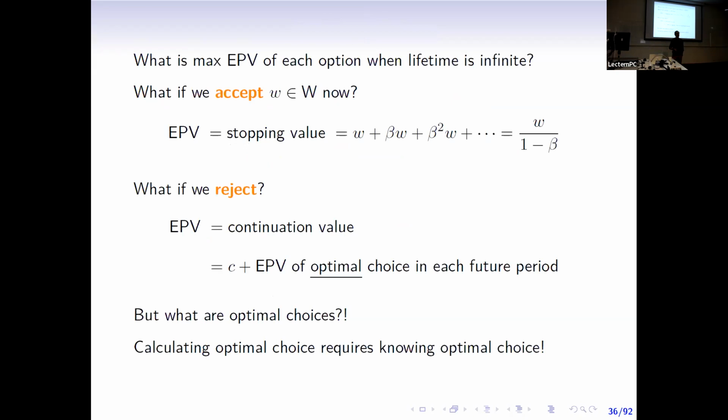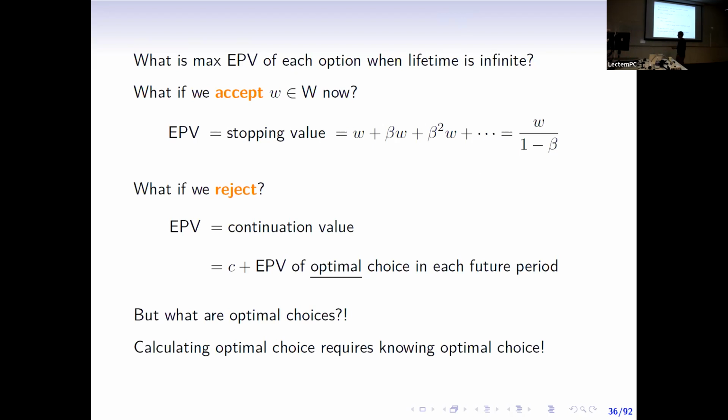What do we get if we accept? Well, remembering that jobs are permanent, if I accept at wage little w, then I'm going to get w today and beta w tomorrow. I'm just discounting to get present values. And I take the infinite sum, and that's my stopping value. This is the value I get if I accept. That's pretty straightforward. What do I get if I decide to reject?